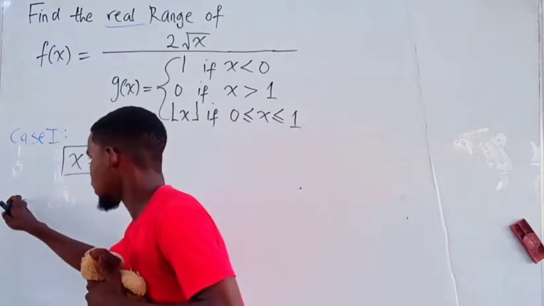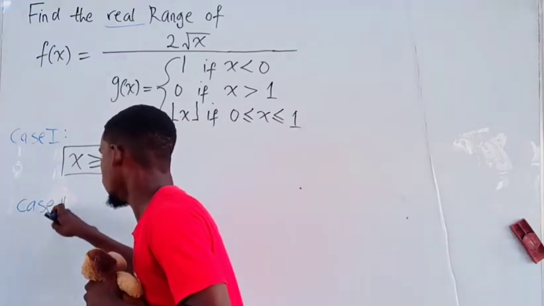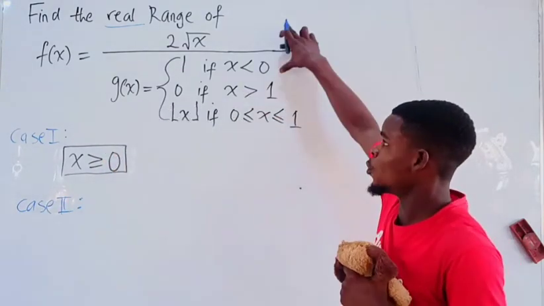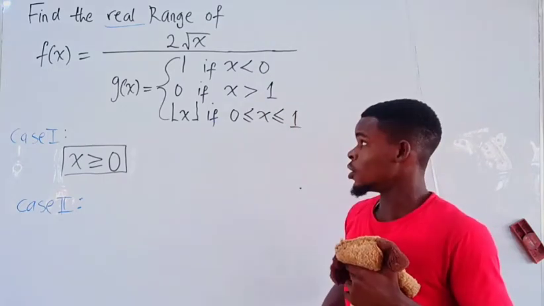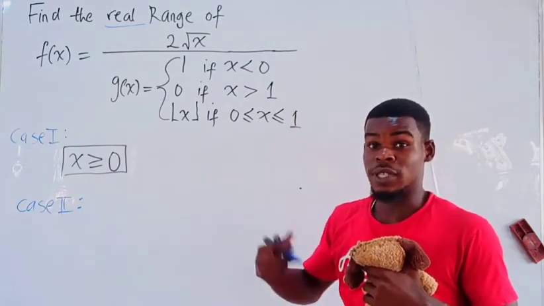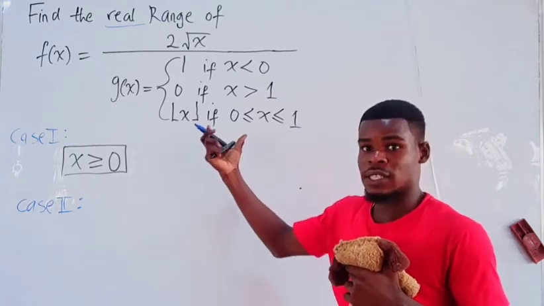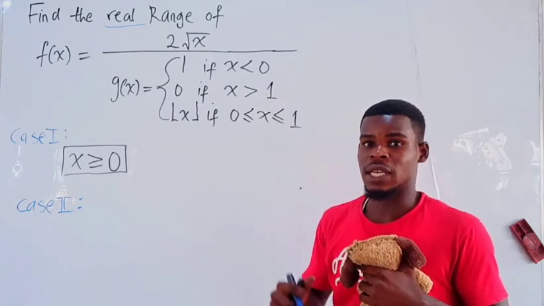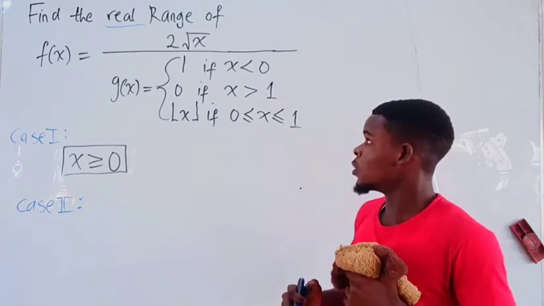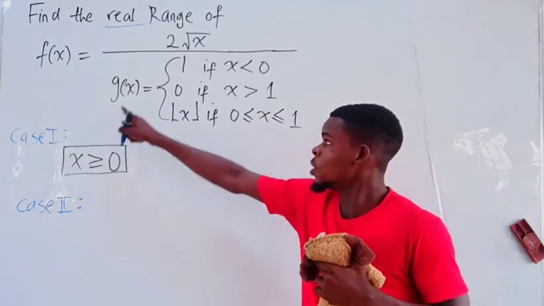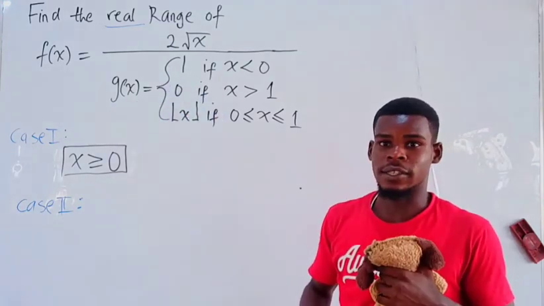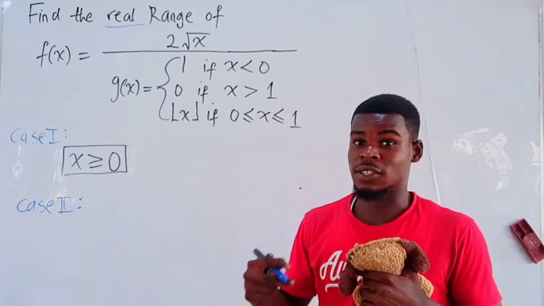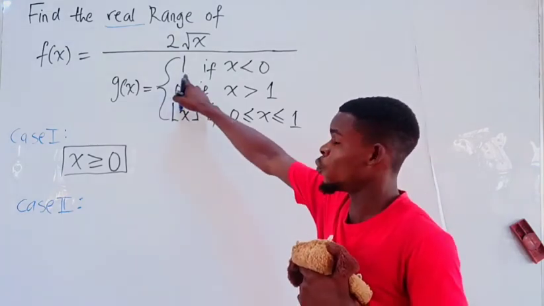So maybe I can put it down here as case 2. The denominator there, since this is a fraction, we do not want the denominator to be 0. The denominator is g of x, and if g of x is 0, that means the function will be undefined. So we are looking for values of x that will not make the denominator 0. Let's see what g of x has. g of x is 1 if x is less than 0. What that tells us is that as long as we keep plugging in a negative number, that is numbers less than 0, the output of g of x will not be 0.